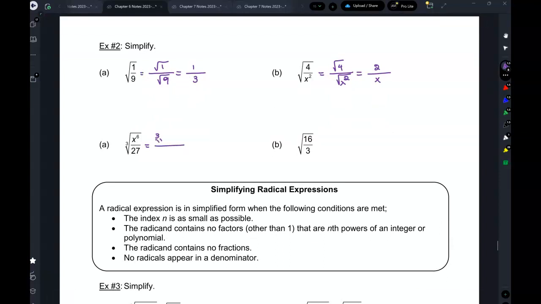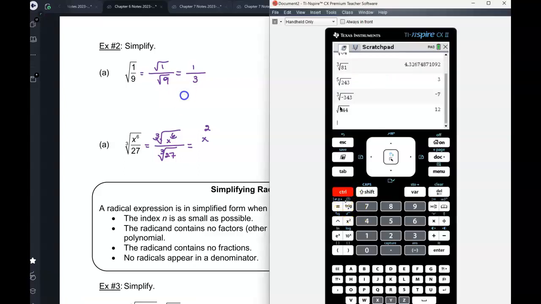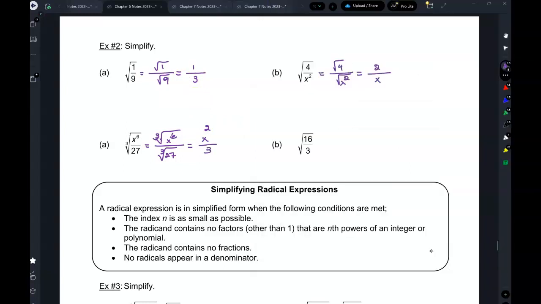Okay, here. Cube root of x to the 6th, cube root of 27. Here I have x to the power of 6 over 3, 2. Here, cube root of 27. You can actually, if you forget, first try it out with the calculator like we discussed, and that's a 3.